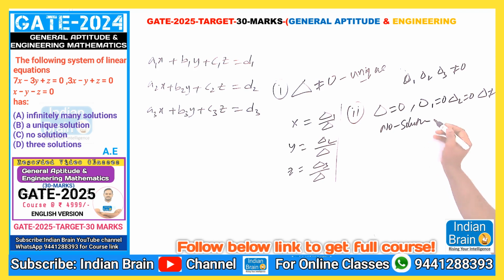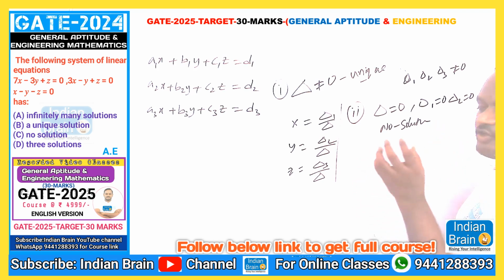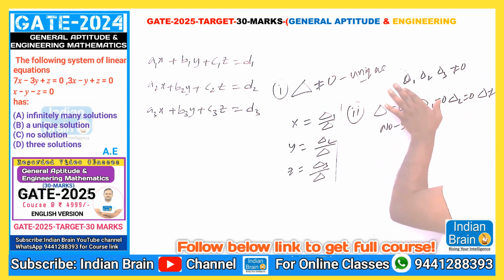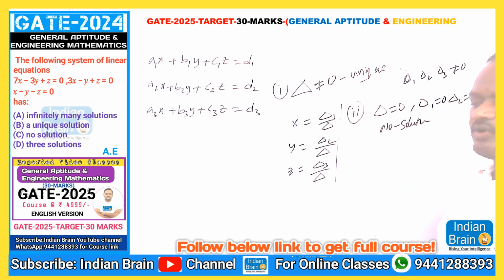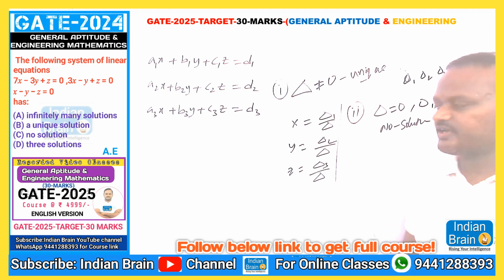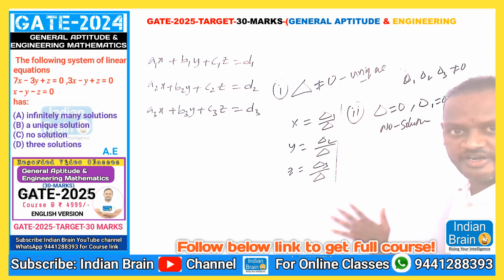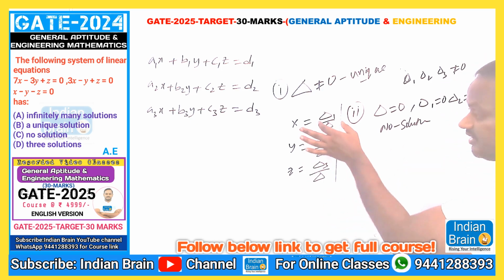Be careful, be alert. First of all, we need to concentrate on the delta value. If it is not equal to 0, the remaining values may be anything, so happily we can find x, y, z values. That is the unique solution. Clear cut story. But whenever your delta is equal to 0, logically something by 0 will be infinite values. But don't go for the infinity condition, infinite values.